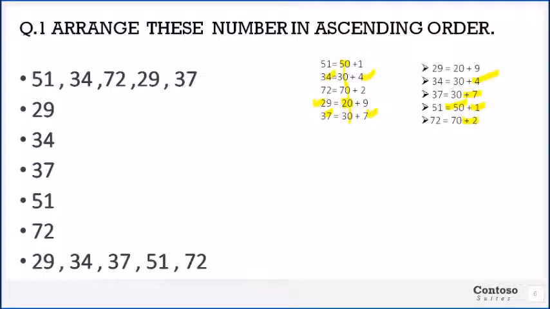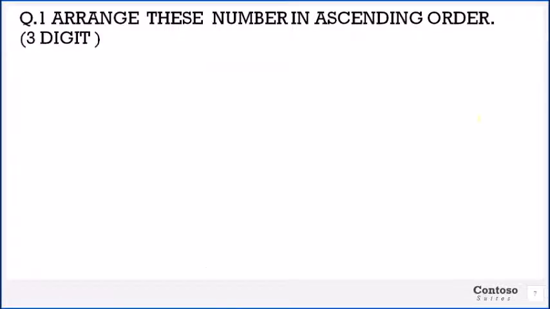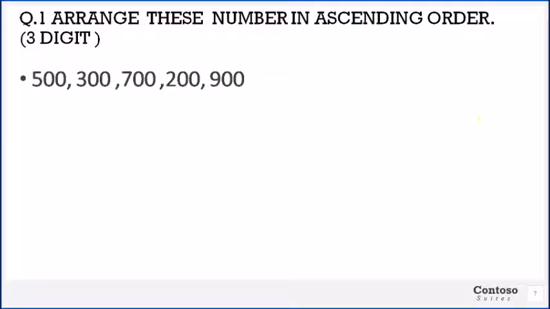Okay. Now let's do another one. For 3-digit numbers, arrange these numbers in ascending order. Start with an easier one. There are some numbers given here on the screen. First one is 500, next one is 300, next one is 700, next one is 200 and next one is 900. So among these numbers we know 200 is the smallest one.